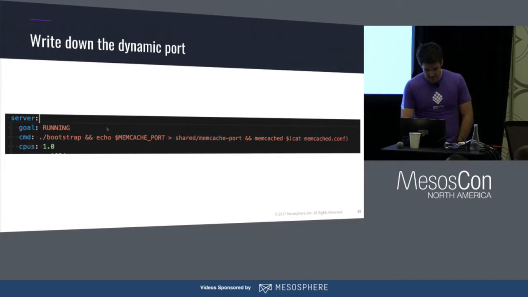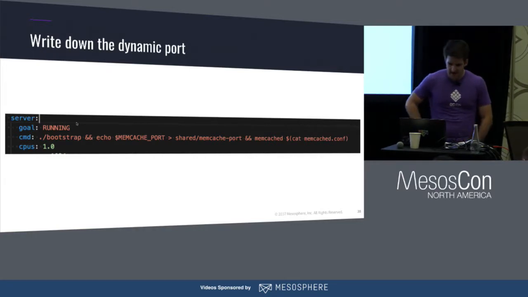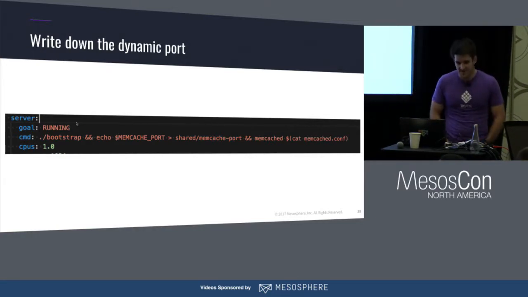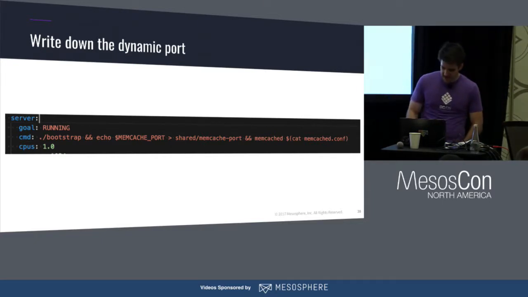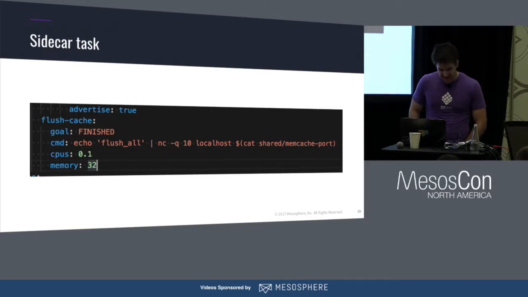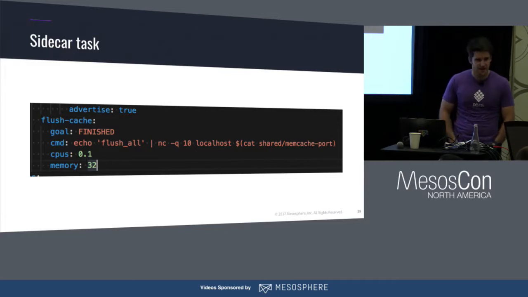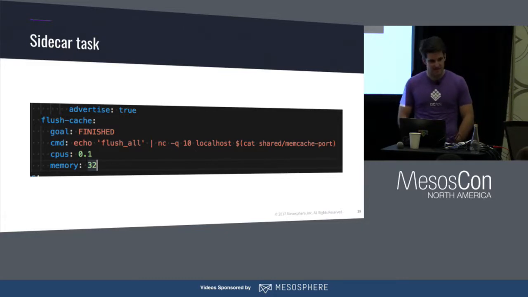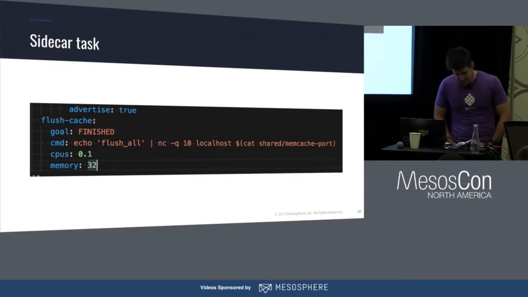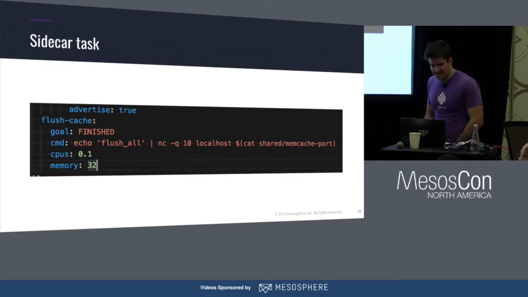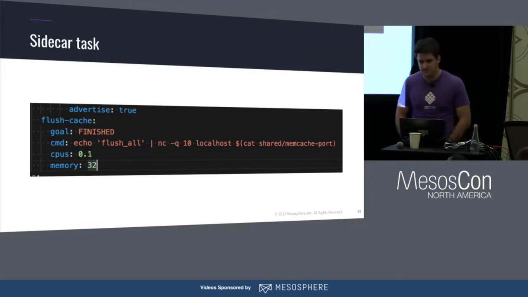So then we basically write, all right, let's write down the dynamic port, right? So we're going to echo the value of memcache port into shared slash memcache port. And then in our sidecar task, we write down that we want the goal to be finished, meaning like, hey, complete this, and then you're done. Run it till it completes, but after that, good. So we're then going to echo flush all into netcat dash q10, which just makes netcat finish when it receives input, to localhost, and then we'll just cat shared memcache port onto that.